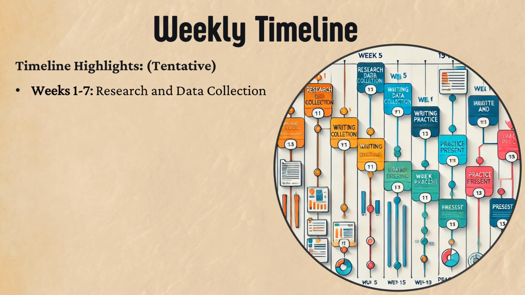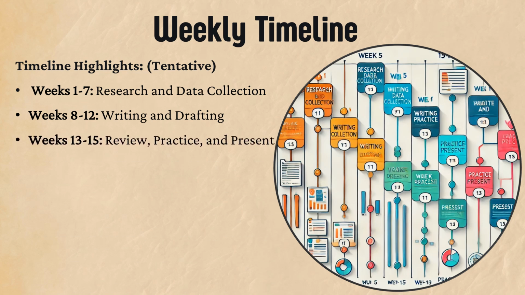In the first 7 weeks, week 1 to 7, you will focus on research and collecting data. During weeks 8 to 12, you will write and draft your report, the first draft and the final draft. In the last 3 weeks, you will review your work, practice your presentation, and deliver it. Following this timeline will help you stay on track and complete your project on time. An action plan with proper dates and weeks will be given to you by your teacher at the beginning of the semester.